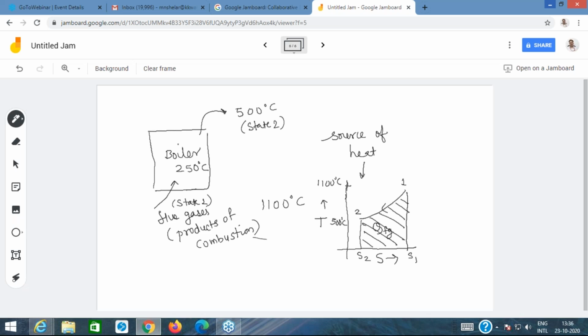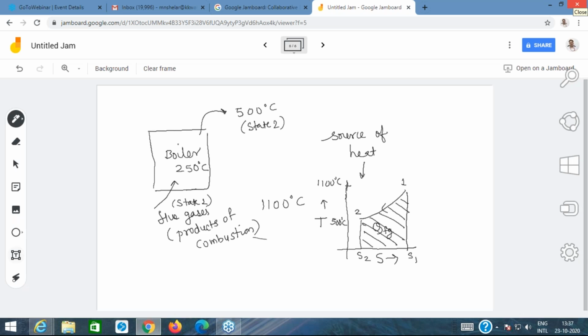Okay, and how do we calculate that heat transfer? Which formula, which expression can we use for calculating the heat transferred by the flue gases to the boiler? No, Gargi, that is not correct. Whether it is a sensible heat transfer or latent heat transfer? Yeah, Tanaya, you are right. It is a sensible heat transfer.